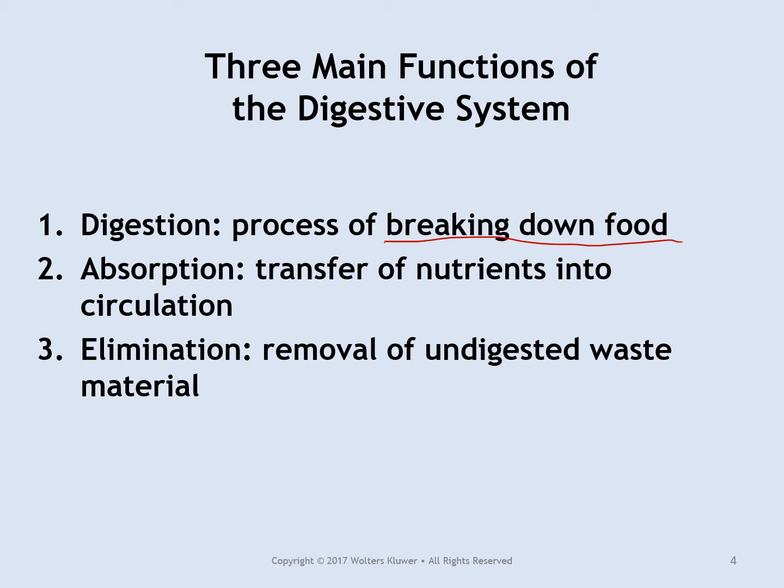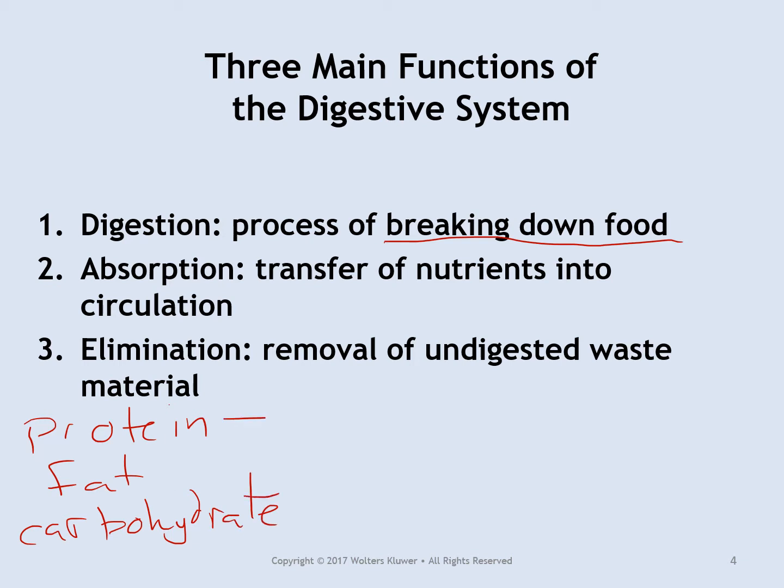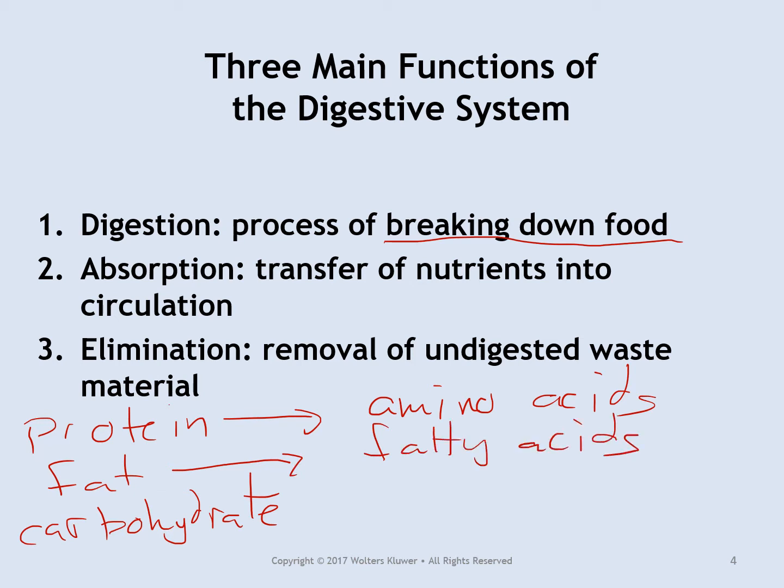So our three macronutrients are protein, fat, and carbohydrates. Protein gets broken down into amino acids, which are the tiny little building blocks of proteins. Fat gets broken down into fatty acids, and carbohydrates get broken down into simple sugars.